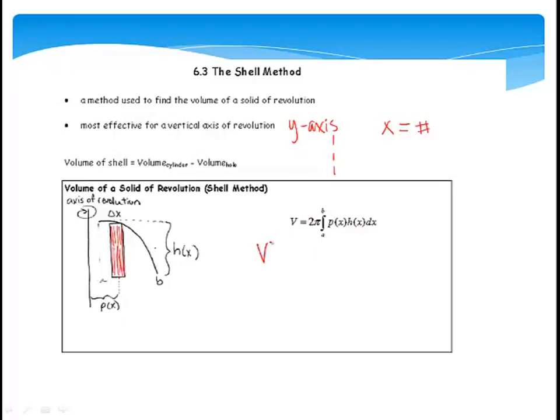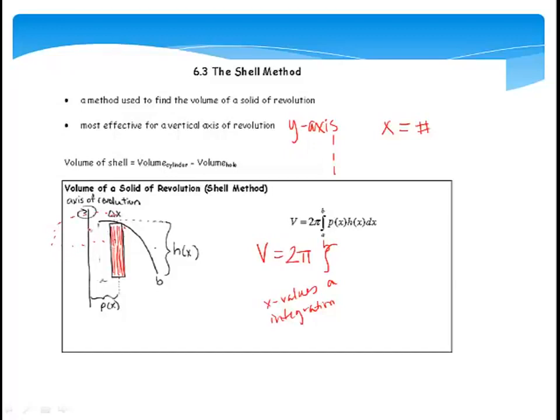And our formula says volume is equal to 2 pi from a to b, and a to b are still our x values of integration. And then it has this p of x times this h of x. So it's pretty much like the radius times height idea. However, the radius is really going to be, you have to envision this now, it's kind of hard to see on this two-dimensional graph here. You're going to try and envision something going sideways.